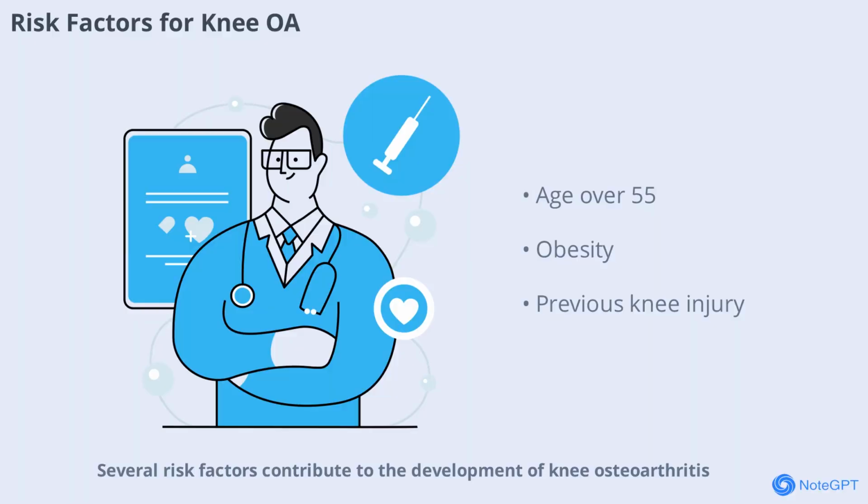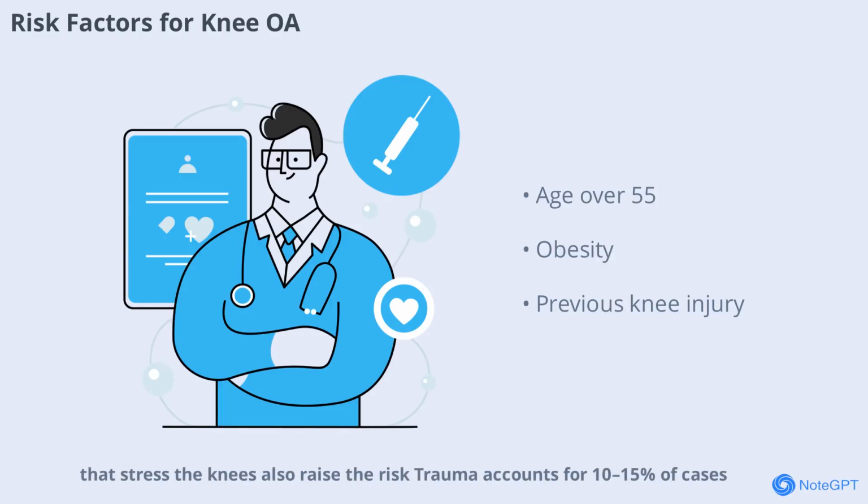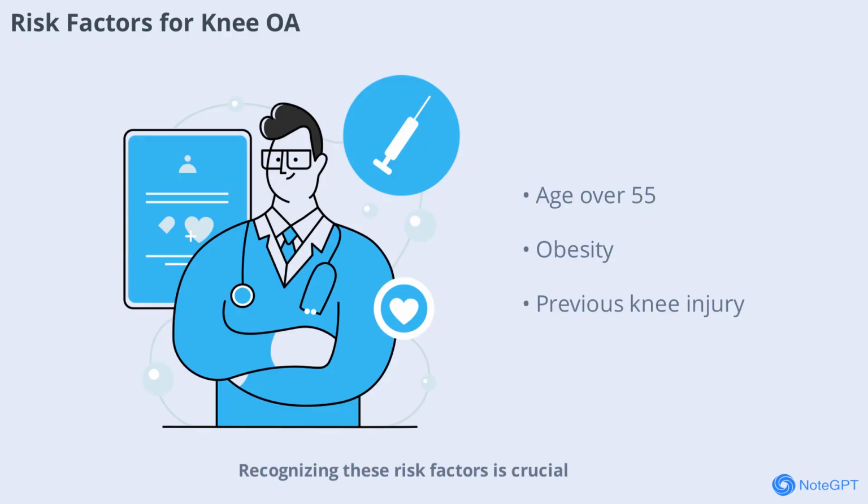Several risk factors contribute to the development of knee osteoarthritis. Advanced age, particularly over 55, is a major factor. Obesity increases the load on knee joints, accelerating cartilage wear. Women are more likely to develop knee OA than men. Previous knee injuries and certain occupational activities that stress the knees also raise the risk. Trauma accounts for 10–15% of cases. Recognizing these risk factors is crucial for early intervention and prevention strategies.